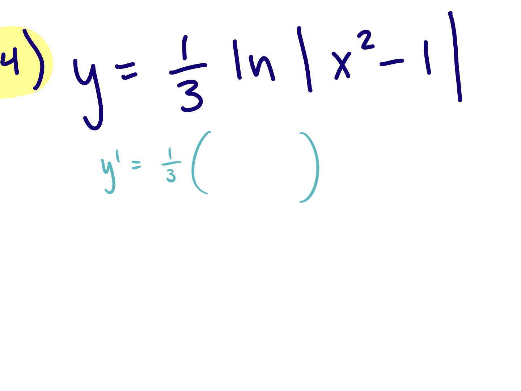So what would go in our denominator? X squared minus 1. What would go in the numerator? 2x. Perfect. So we can multiply the 1/3. We've got 2x over 3 times x squared minus 1.